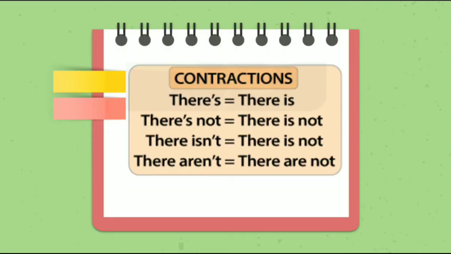Another thing we need to know about is the contractions. For there is, the contraction is there's. For there is not, there are two contractions. The first one is there's not and also there isn't. And finally, the contraction for there are not is there aren't.